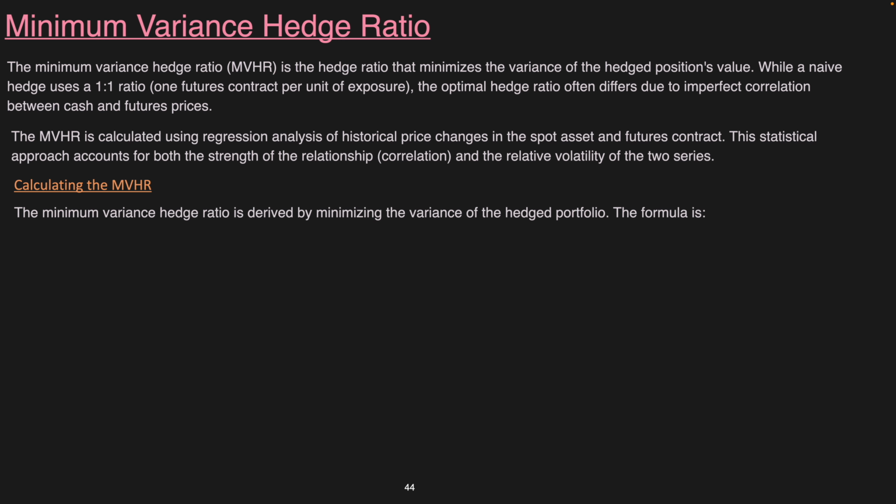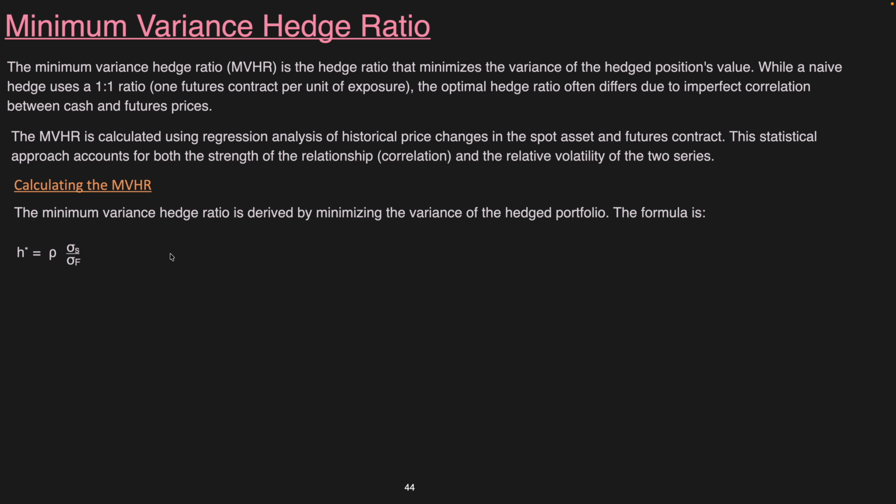See, the minimum variance hedge ratio is derived by minimizing the variance of the hedged portfolio. So how are you going to minimize the variance? The formula is that this is the minimum variance hedge ratio, H star, which is equal to rho times sigma S divided by sigma F. Rho is nothing but the coefficient of correlation. What is coefficient of correlation? Coefficient of correlation is the strength of correlation or relationship between two entities. Here, the two entities are the spot and the future. Now, sigma S is nothing but the standard deviation of the spot price, and sigma F is nothing but the standard deviation of the future price.